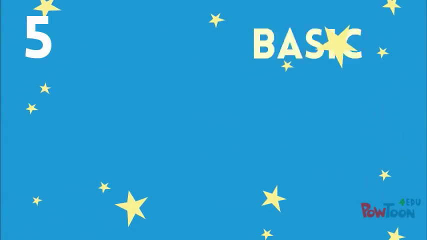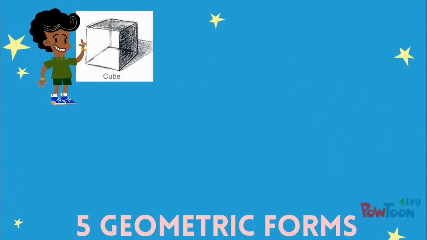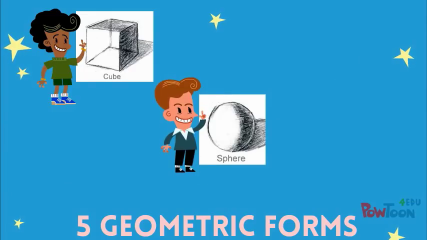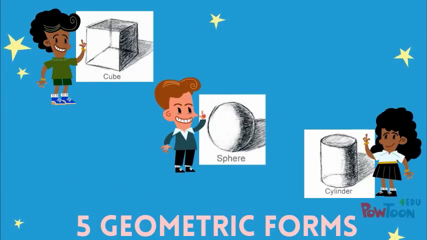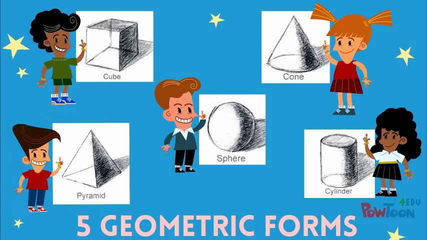The 5 most basic geometric forms that we identify in art are the cube, the sphere, the cylinder, the cone, and the pyramid. Any 3D object that is one of these 5 types is considered a geometric form.